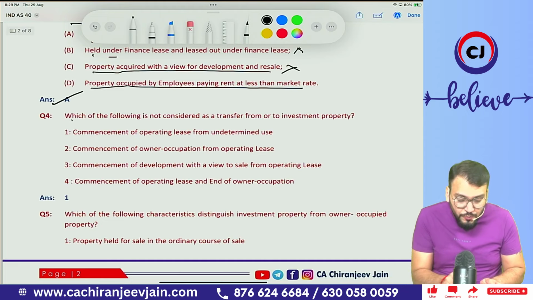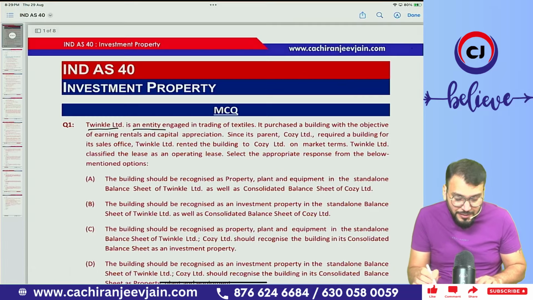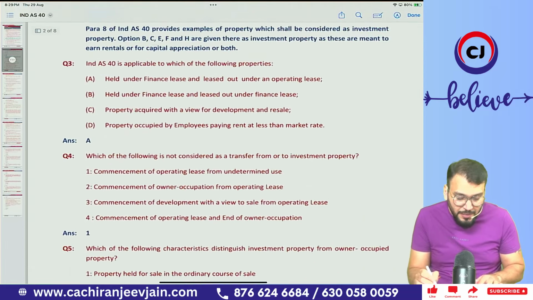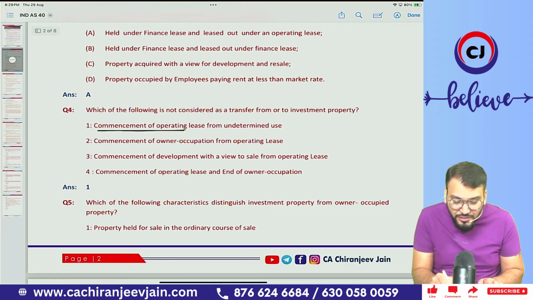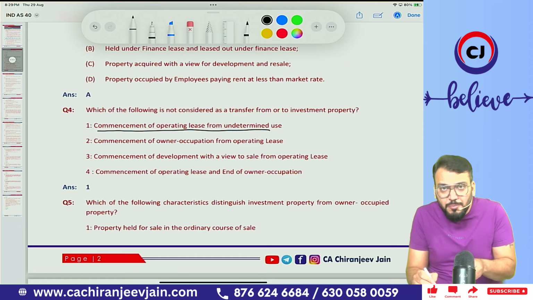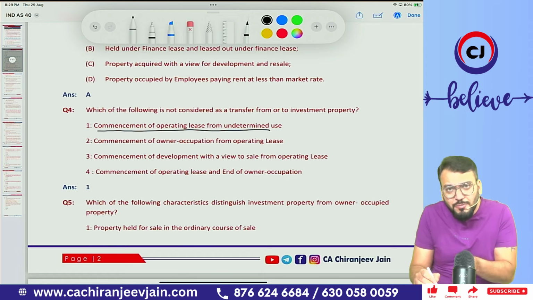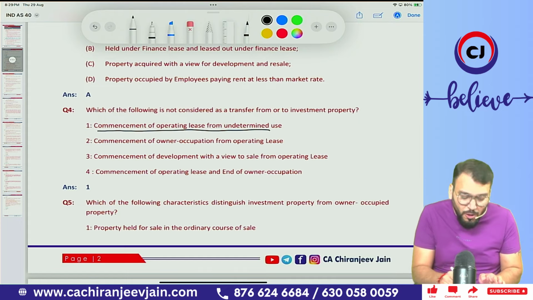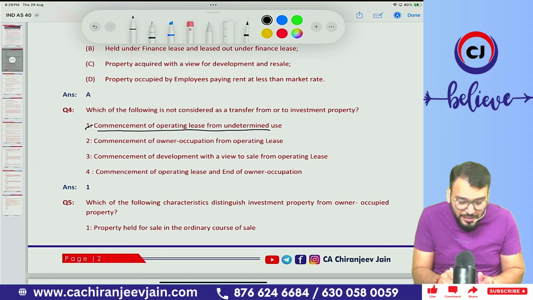Question number 4. Which of the following is not considered as a transfer from or to investment property? Let us see the options. Option A is commencement of operating lease from undetermined use. When it was undetermined use, it was investment property, and after the operating lease it is still investment property. So it is investment property to investment property only. Therefore, option 1 is the only correct one. But let us read all the other options.